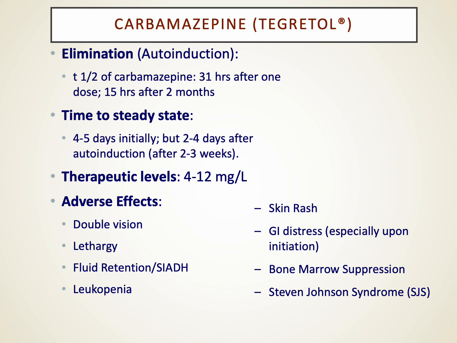So typically what you'll see is that folks will get to steady state in 4 or 5 days, half-life close to a little over 24 hours. But a month later you want to get a level again because their level is likely lower after this autoinduction has kicked into gear. The therapeutic levels for Tegretol are 5 to 12 milligrams per liter. Levels on the higher side are associated with these CNS side effects, double vision, lethargy. You can also see a lot of GI distress, particularly when we start the drug.